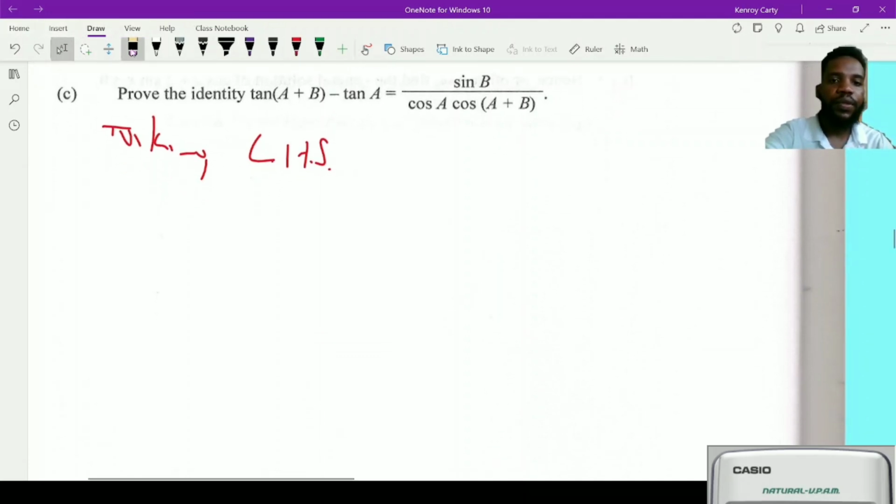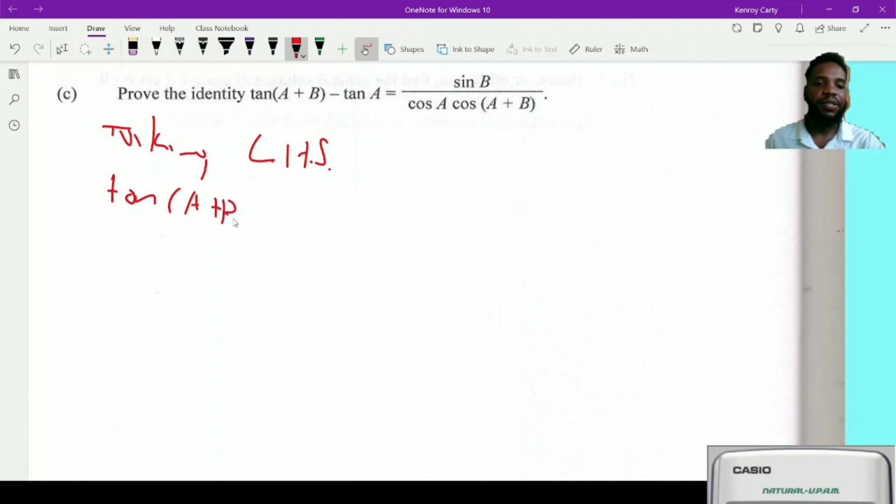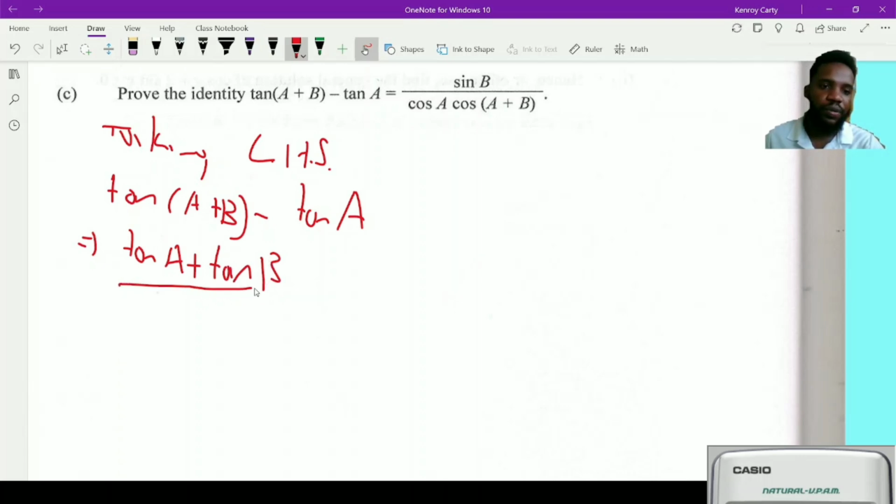All right, let's go. Now, based on what we see here, we're going to have to apply the compound angle formula for tan. But let me start by rewriting it. I have the tangent of A plus B minus the tangent of A. Applying the compound angle formula here, I'm going to have the tangent of A plus the tangent of B all over 1 minus tangent A tangent B, minus the tangent of A. All right, good so far.